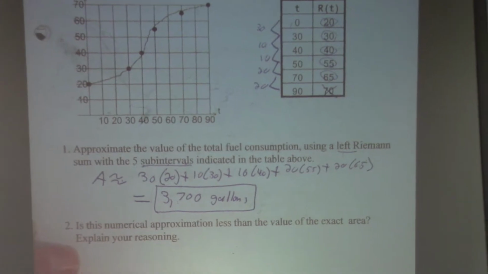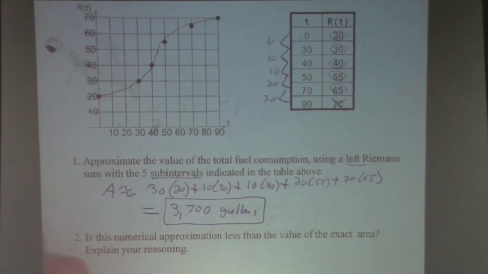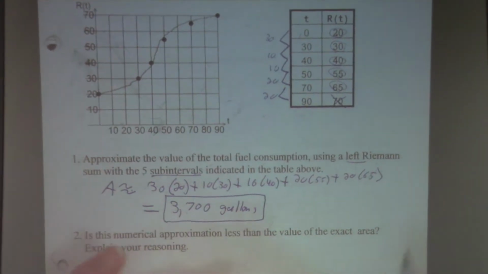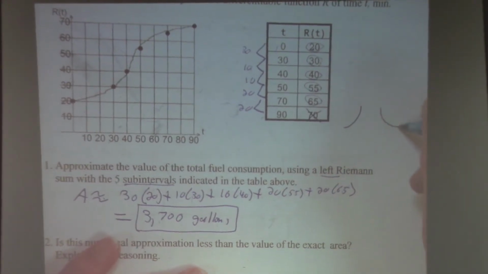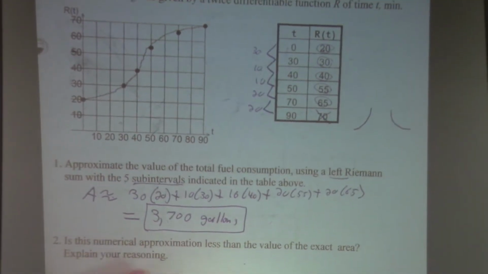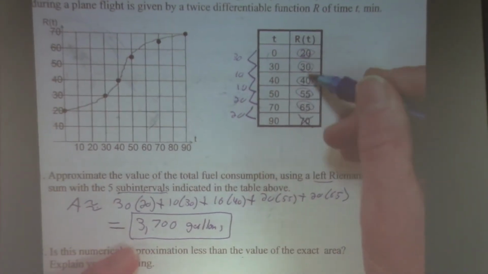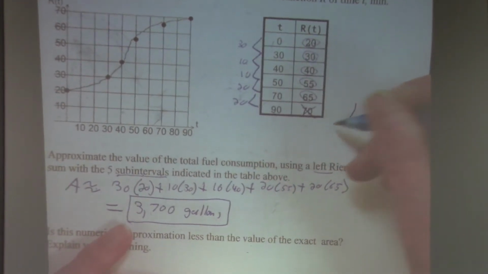Okay, now let's look at 2. Is this numerical approximation less than the value of the exact area? Explain your reasoning. This goes back to what we learned on the last note card about how increasing and decreasing functions are affected by Riemann sums. As I look at this function, the r of t values, the rate values, are increasing all the way through this interval. So this is obviously not what the graph looks like, because this is the graph.